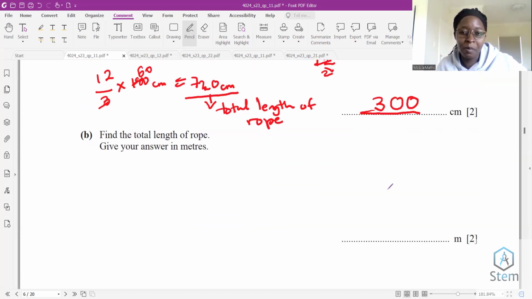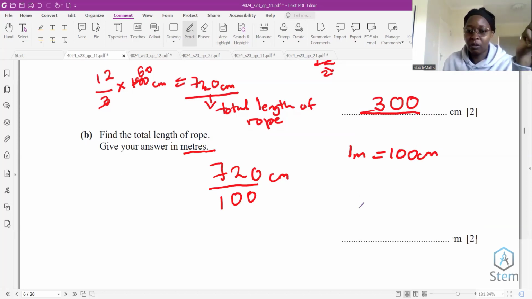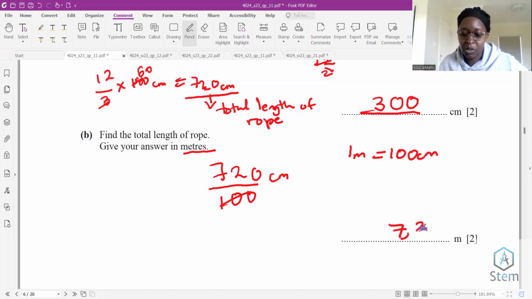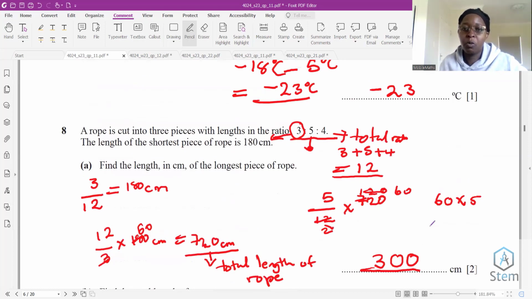Find the total length of the rope. You said this is 720 centimeters, but they want the answer in meters. So we are going to divide this by 100. Remember, 1 meter is equal to 100 centimeters. So if we have 720 and we divide here, we are going to get 7.2 meters.